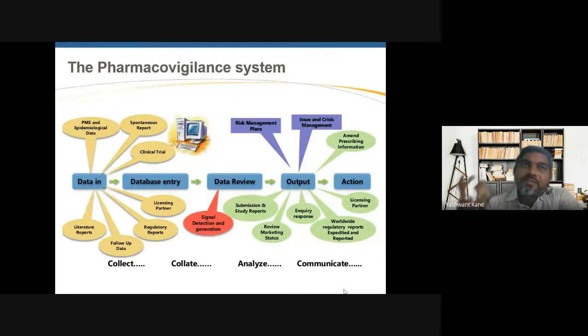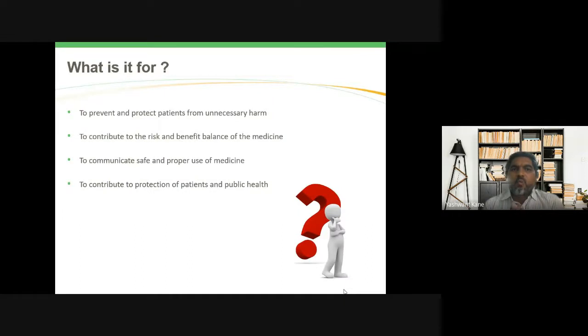So all these decisions are taken based on some data, and one part of that data is the pharmacovigilance reports. What we do in the pharmacovigilance system is collect, analyze, and communicate that information to the patient, to the health authorities, to the doctors, etc. So why should we do it? Here comes the importance part.